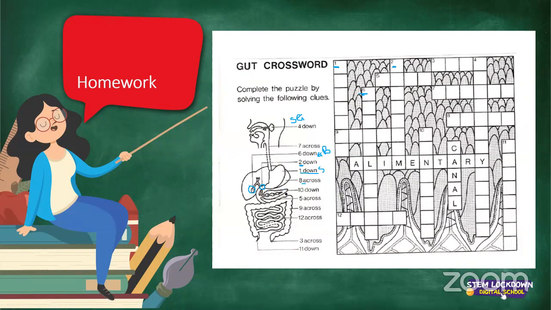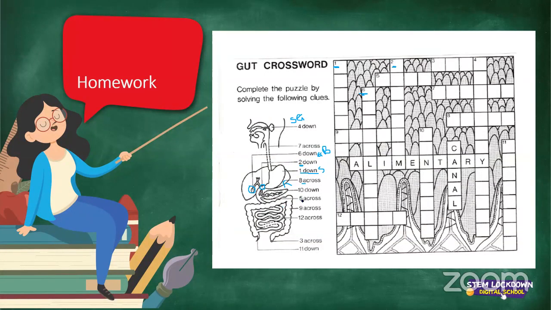Number eight, across. So this is this huge organ here. It is part of the accessory organs that we have covered. We said that this organ secretes bile. Eight across. Mbonge, that is correct. Okay, number 10 down. This particular organ is an accessory organ, and it produces insulin and glucagon. That is number 10 down. Yes, and that is correct.